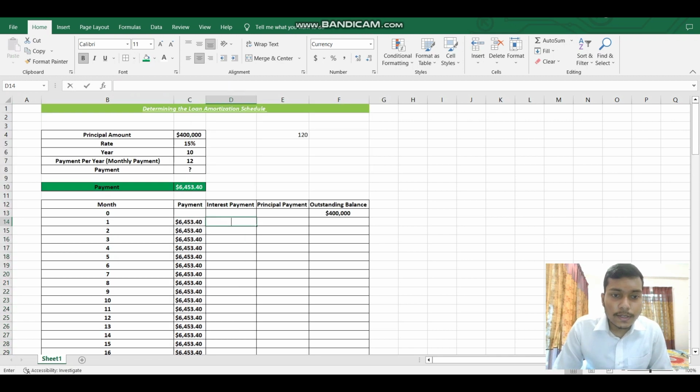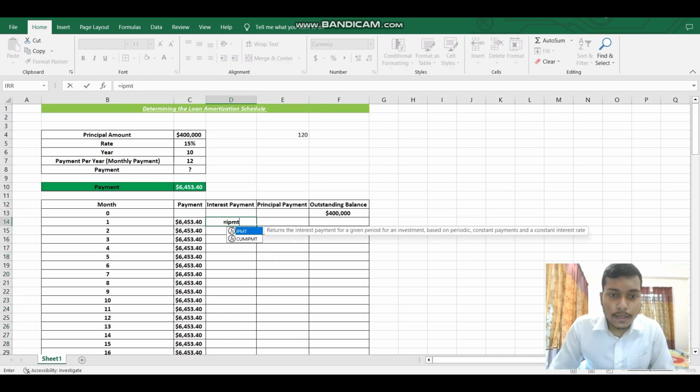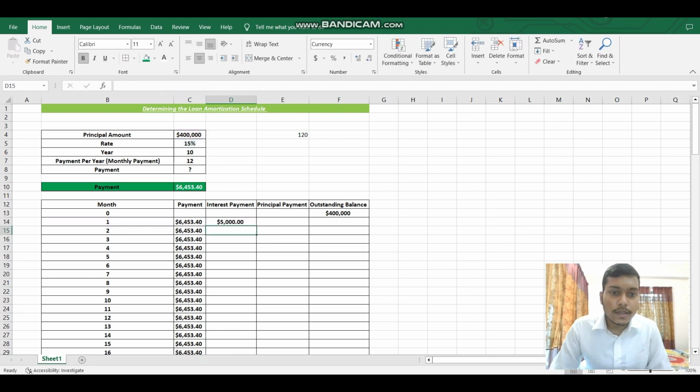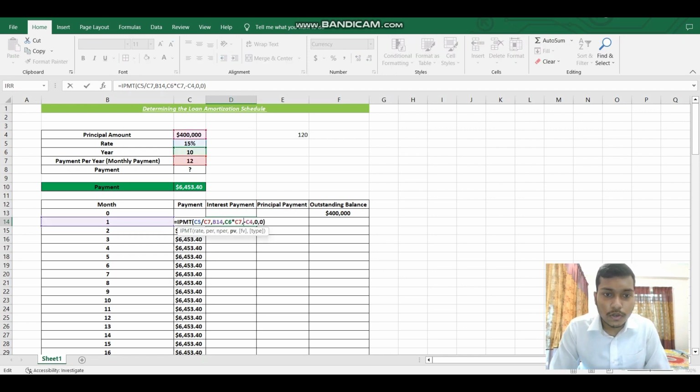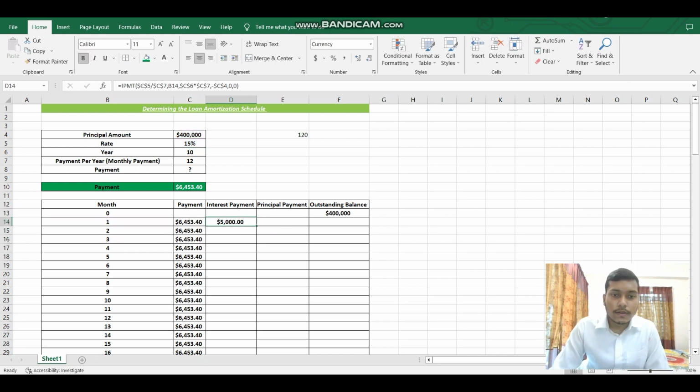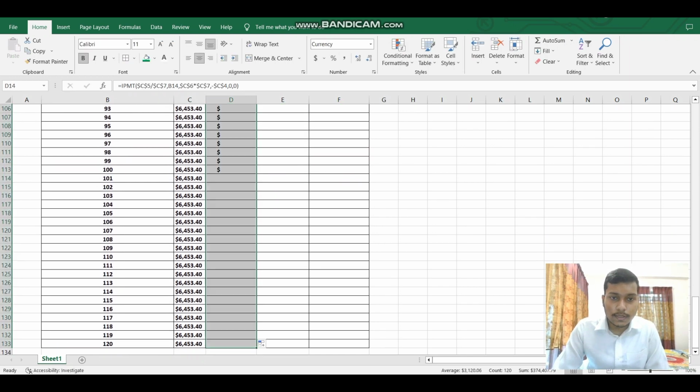So now I'm going to calculate the interest payment of month 1. So put equals and then IPMT, then double click on it, then rate divided by monthly payment, put a comma, then select 1 as per, put a comma, then select year multiplied by monthly payment, put a comma, then put minus and click on principal amount, put a comma, type 0, put a comma, type 0 again, close the bracket and press the enter key. So this is the interest payment of month 1. If you want to know the interest payment of month 2 to month 120, at first you have to put a dollar sign here except per, then click on it and then take it up to 120 cell.